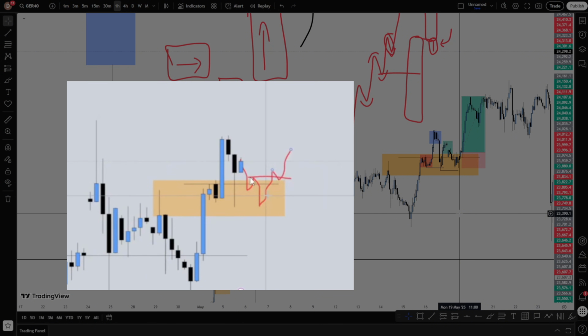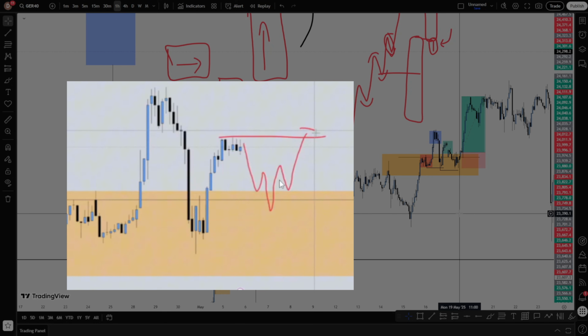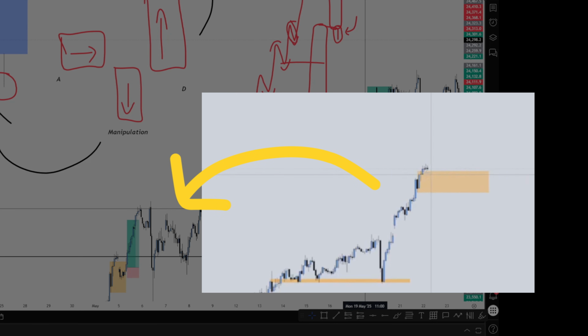But right here, as you can see, exactly what I was expecting. This is the 30-minute time frame, so tap into this level and go higher. Same thing on this one, as you can see, exactly as I predicted.